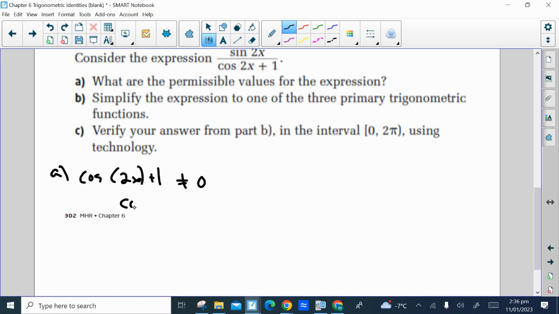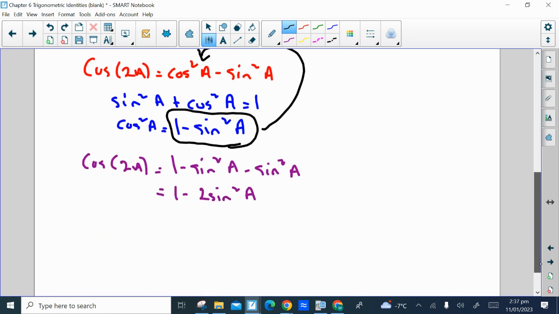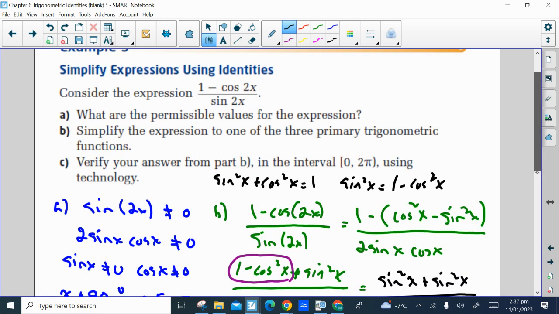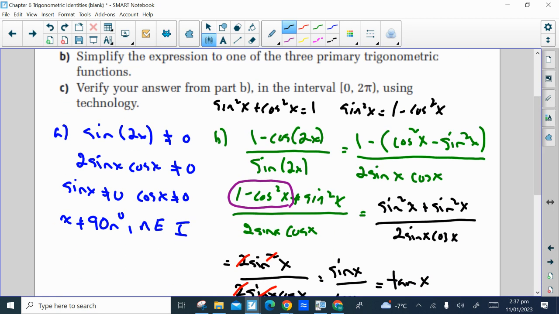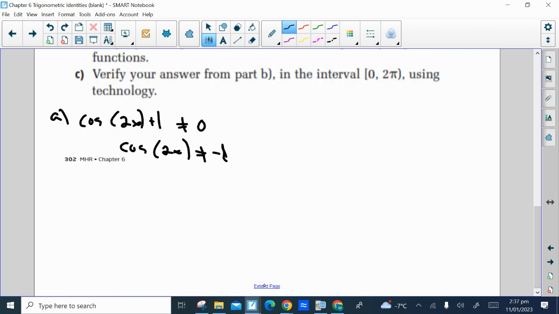Well, we can subtract the 1 from both sides, and we'll get cos 2x cannot equal negative 1. But this one's a little bit different because we've got cos 2x. Like in the last one, it was sine x and cos x. The denominator was 2 sine x cos x, so there wasn't a 2x there. So we've got to do this one a little bit different. And here's what we do.